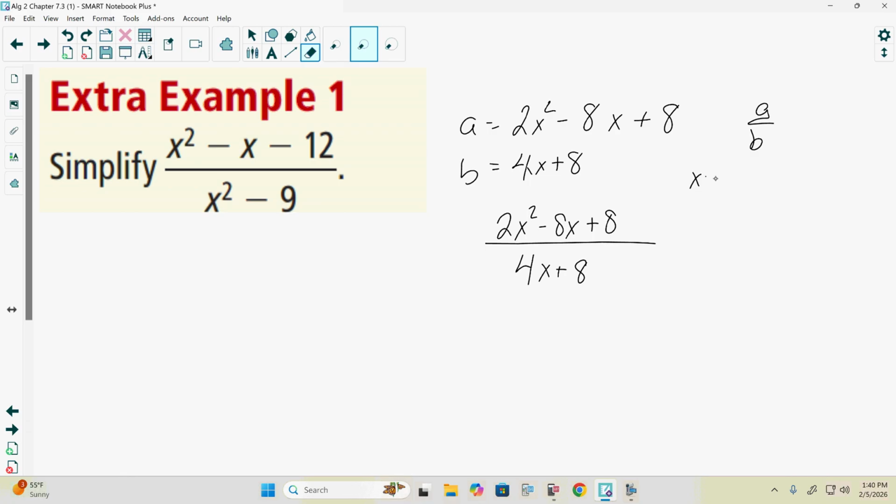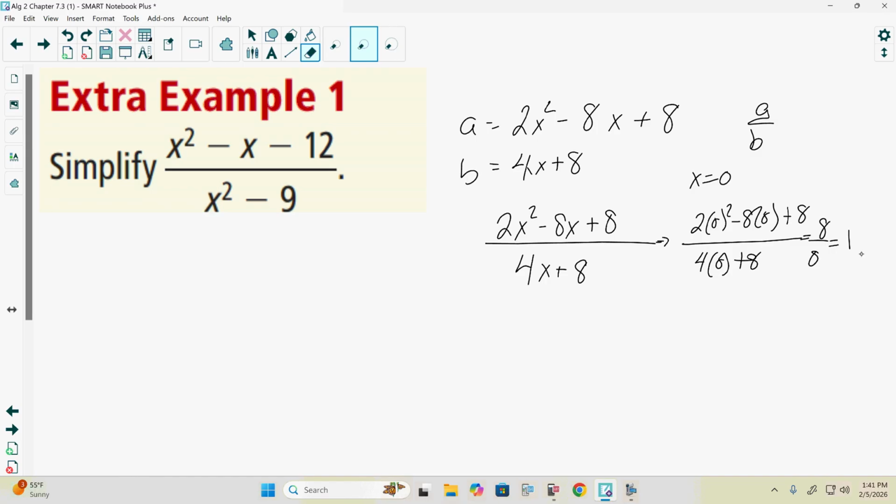I could say x is 0. So this here would be 2 times 0 squared minus 8 times 0 plus 8 all over 4 times 0 plus 8. It's not telling me to evaluate. It's not telling me a specific value. But if they're equivalent, they have to be equal, yes? So if I said x is 0, we end up getting 8 over 8.